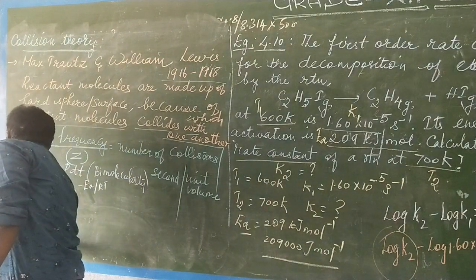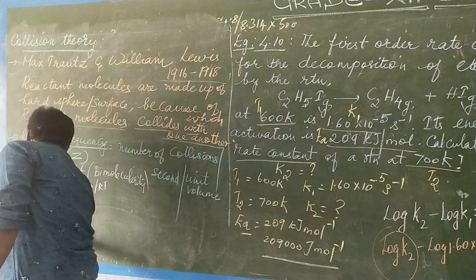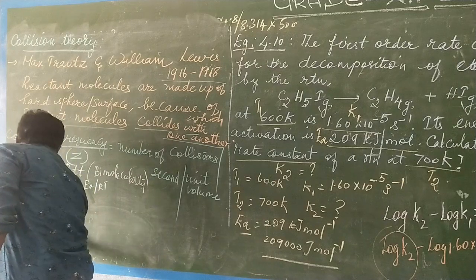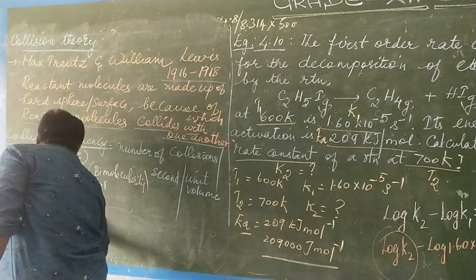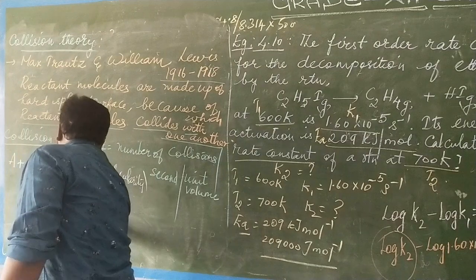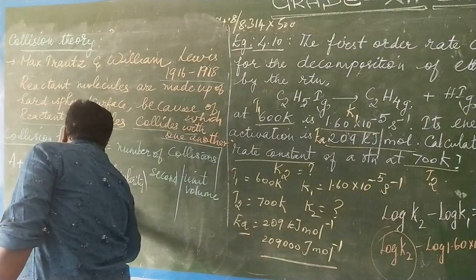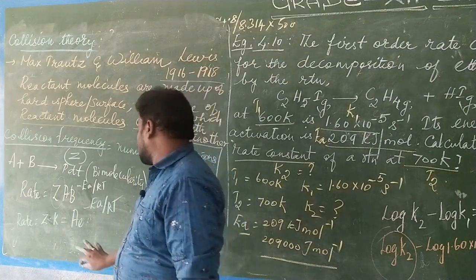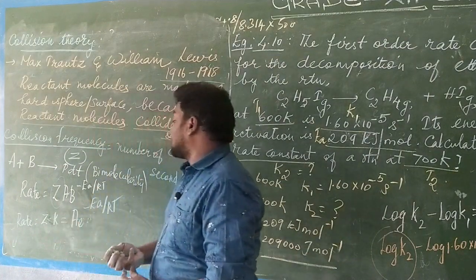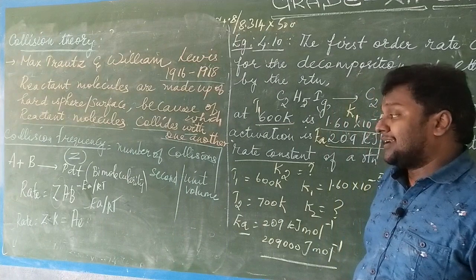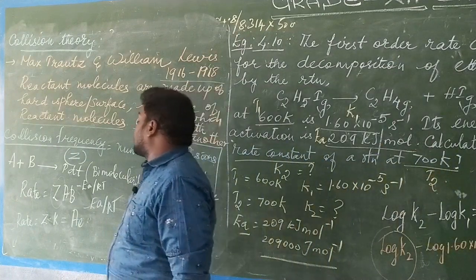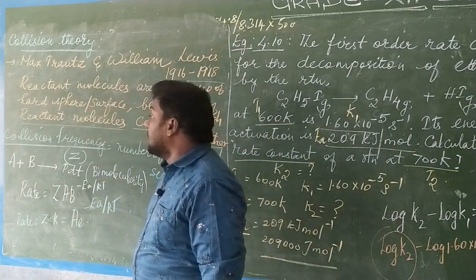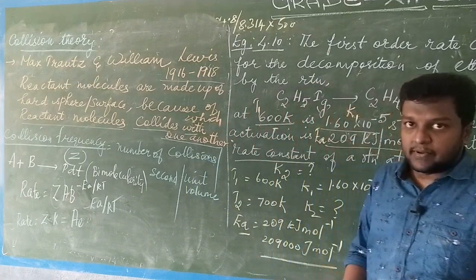Rate will be equal to Z into K, that is equal to AE minus EA by RT. Also I can write it so. So what have I written? Rate is equal to Z into K, that is equal to AE minus EA by RT. K is a rate constant and Z is nothing but the collision frequency.